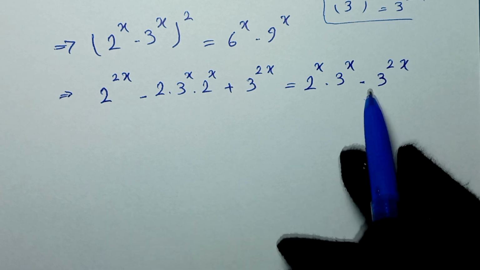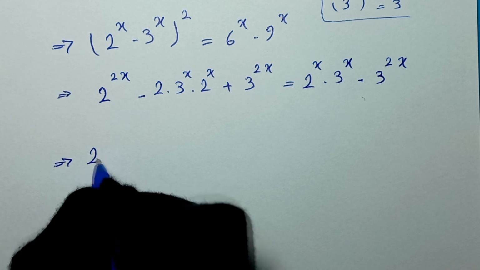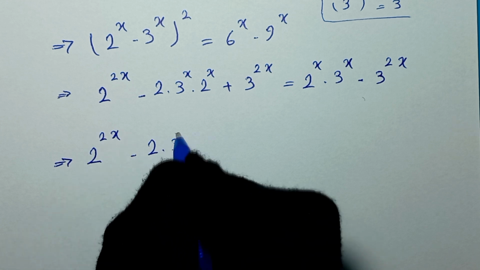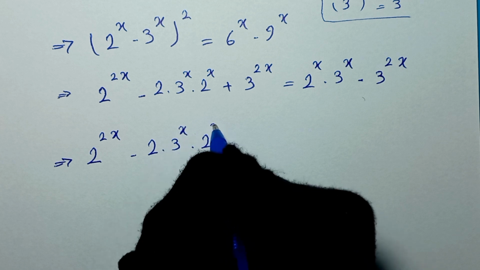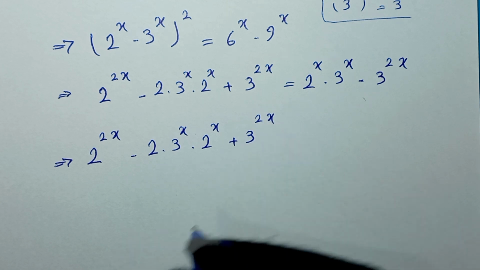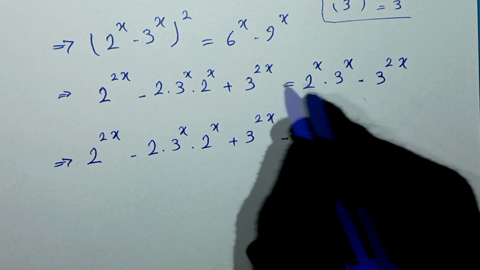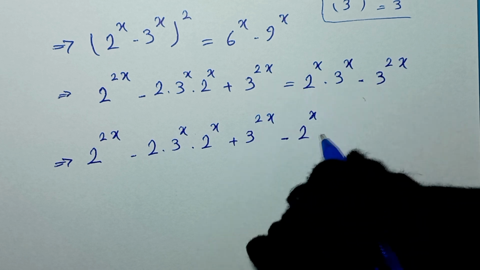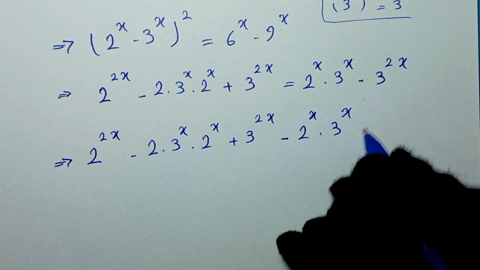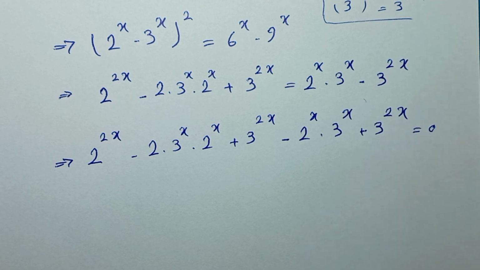In next step, we take this to this side, so it will be 2 to the power of 2x minus 2 times 3 to the power of x times 2 to the power of x plus 3 to the power of 2x minus 2 to the power of x times 3 to the power of x, this to this side, it will be negative 2 to the power of x times 3 to the power of x, and plus 3 to the power of 2x is equal to 0.